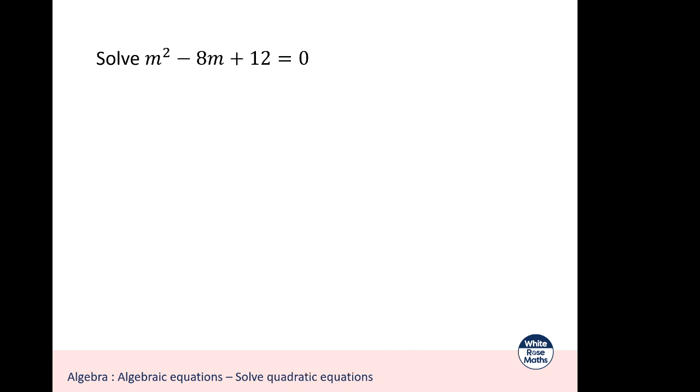Moving on now. Slightly more tricky now. So solving a quadratic, again both on the foundation and also the higher tier. So solve m squared minus 8m plus 1 equals 0. So step 1 is to factorize it. So try and factorize it.